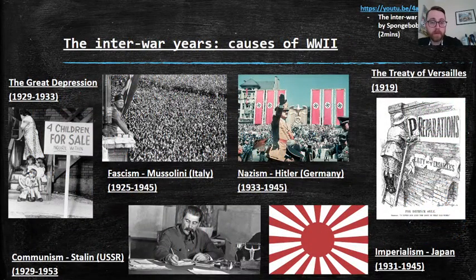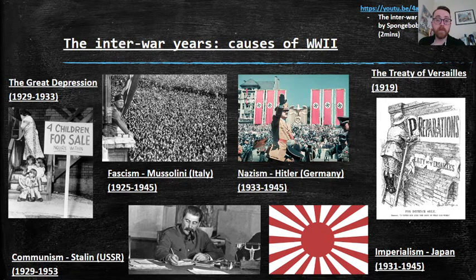So there are a lot of things that contributed to World War II occurring. These are some of the major causes that occurred during the interwar years. So we've got an image from the Great Depression, which I thought was pretty powerful. Four children for sale. We've got fascism, which is a type of government that occurred in Italy. Mussolini there. Everyone knows Hitler. Not many people know Mussolini. Speaking of Hitler, there he is. Obviously, one of the causes of World War II was the rise of the Nazi Party in Germany. Nazism, and Hitler was a big part of that.